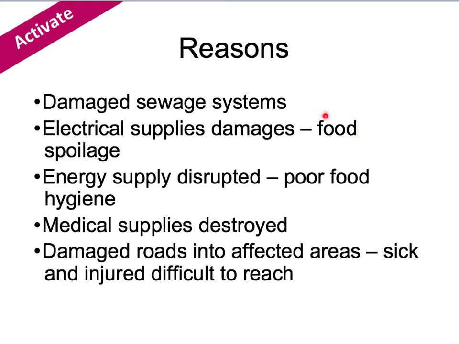Electrical supplies can be damaged, so appliances such as fridges may not work, and then we will get food spoilage, so microbes will begin to decompose food. Now, this can be very dangerous because you can get food spoilage, which then can lead to contaminated food and food poisoning and infections via that route.